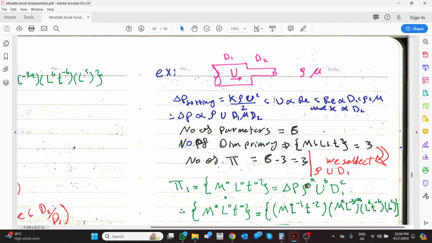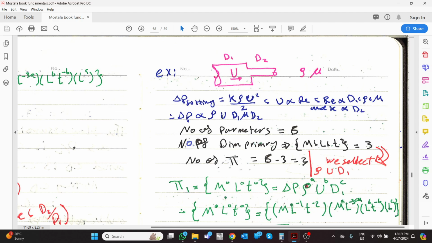Or we use the logic that the pressure drop should be a function of d2, d1, the velocity, the viscosity, and the density. Either way, we know that delta P is a function of those. The number of parameters is 1, 2, 3, 4, 5, 6. Six parameters. The number of primary dimensions is 3: mass, length, and time, which is similar to the number of repeating parameters, which is 3. Of course, we select rho, u, and d1, or rho, u, and d2.